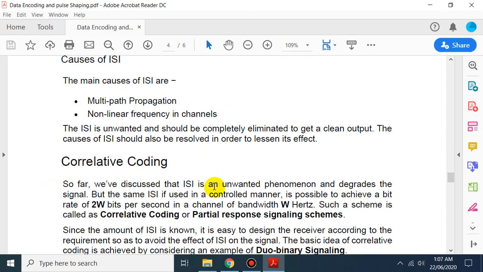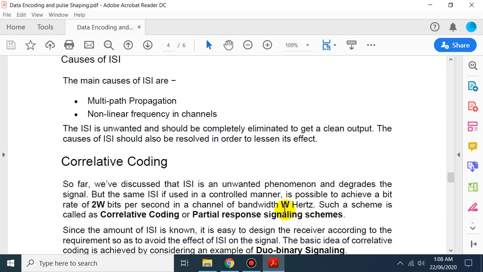So far we have discussed ISI as an unwanted phenomenon that is going to degrade the signal. But the same ISI, if used in a controlled manner, makes it possible to achieve a bit rate of 2W bits per second. So that's an advantage of ISI as well. If we use ISI in a controlled manner, we are going to enhance our channel bandwidth.